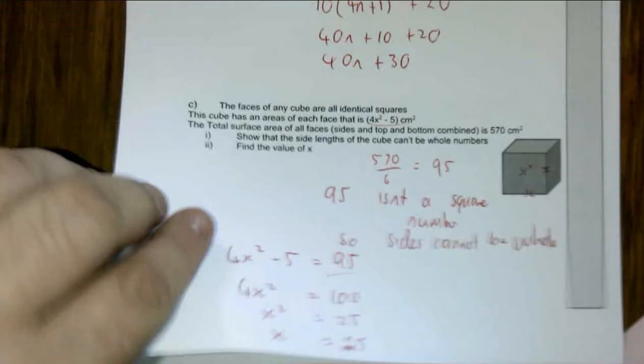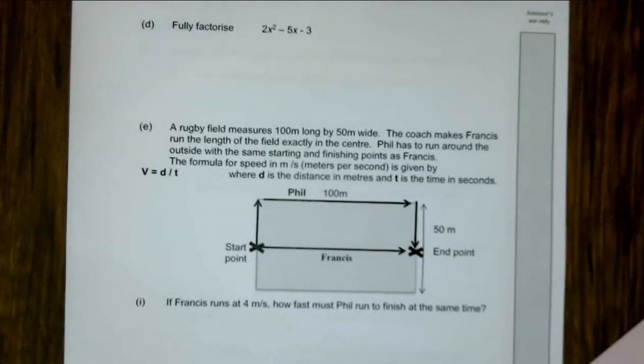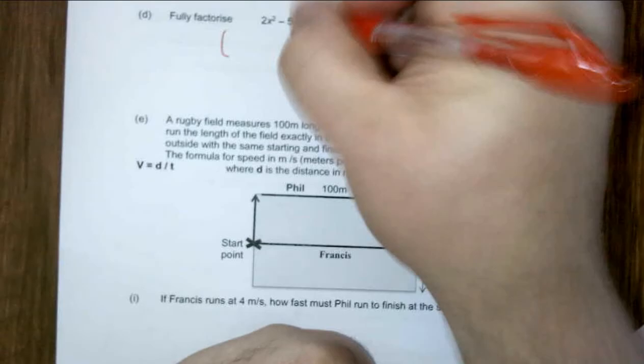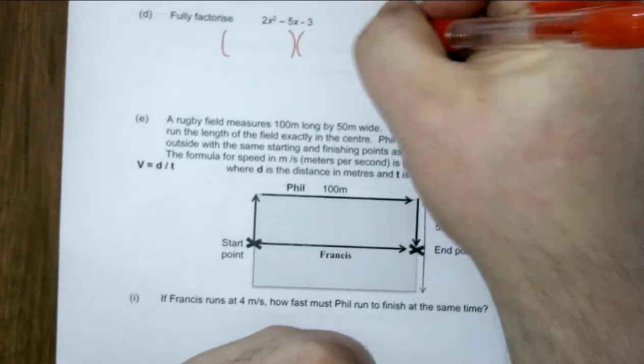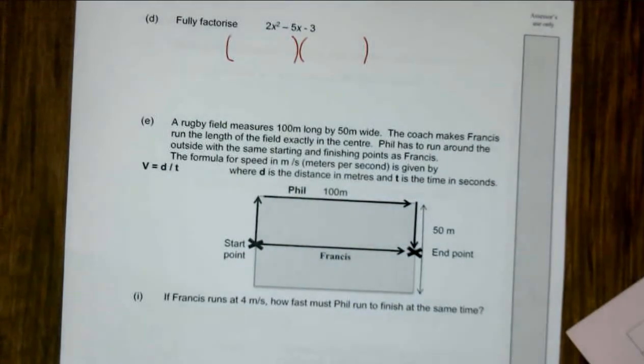Okay, question 2D. Fully factorise. You're told what to do, so it's just going to be an achieved question, this one. Although the tricky part is, the number in front of the x squared isn't 1, so that makes it a bit trickier. Also, you can't factorise out the 2, so you can't do it that way either.